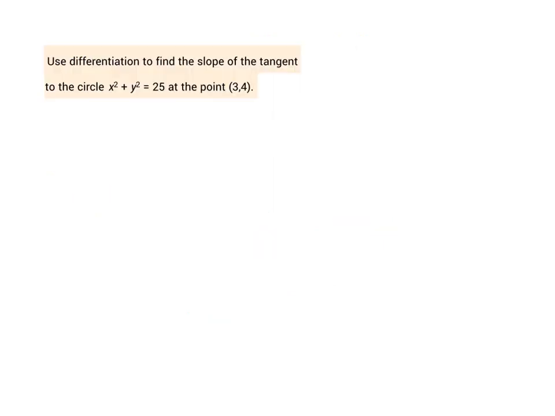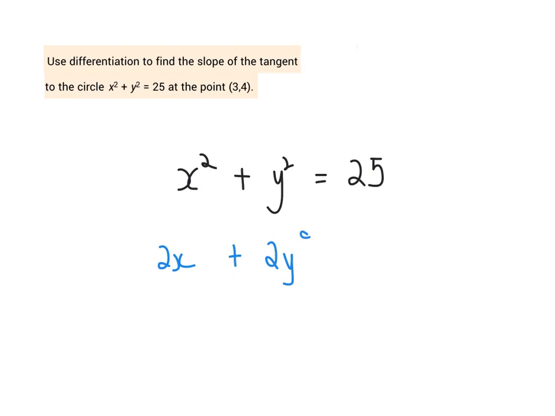Okay, so here we are given an equation of a circle and we're asked to use differentiation to find the slope of the tangent to the circle. So here we have our equation x squared plus y squared is equal to 25. Well, if I was to differentiate that normally, x would go to 2x. Y, same principle, so multiply by the power and reduce the power by 1. And then we also have to incorporate here, because it's in terms of y, it's dy dx. And 25 goes to 0.